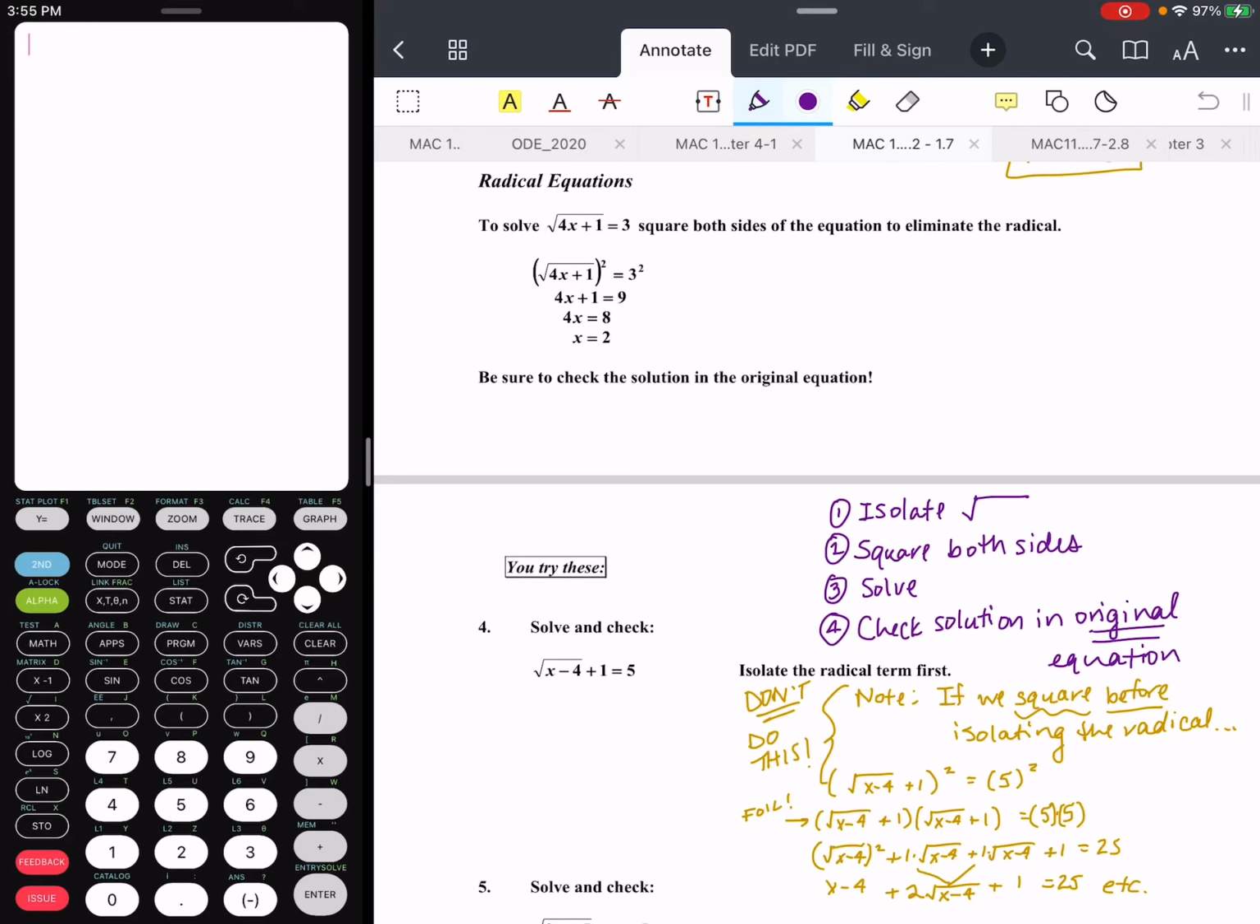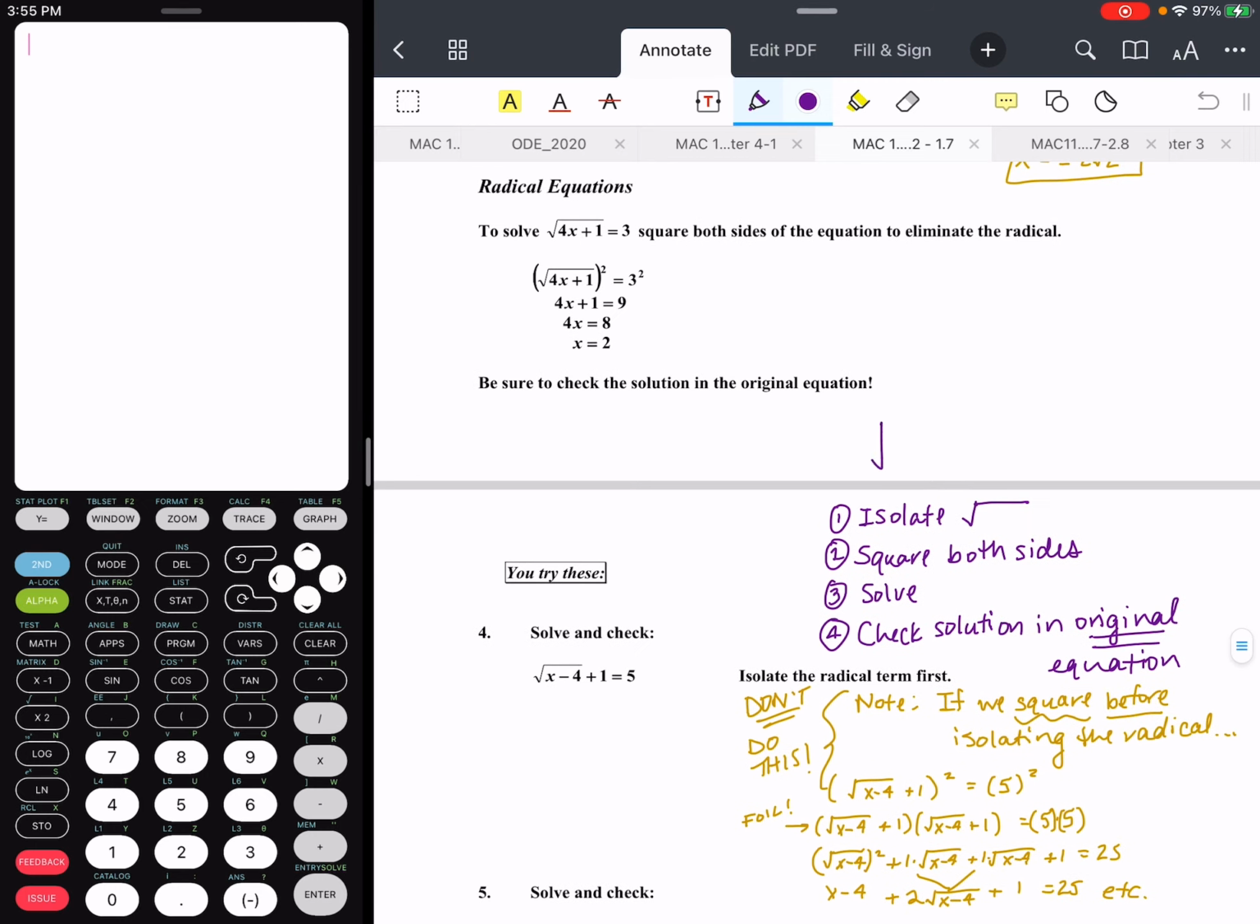All right, now we're going to talk about how to solve equations with radicals in them. So I wrote the steps over here, down here in purple, so you can follow along in this example that's already written out, and then we'll continue to follow along as we go through new examples.